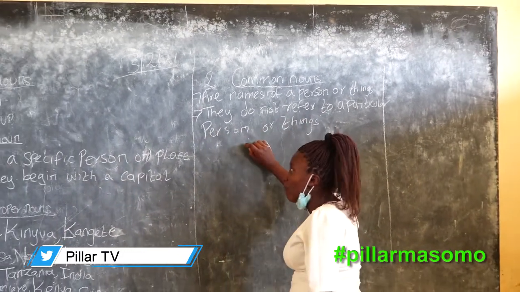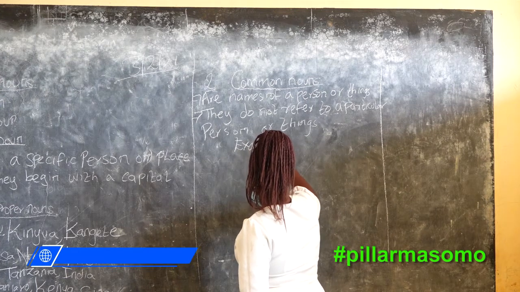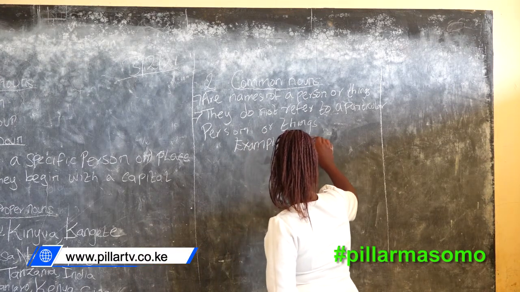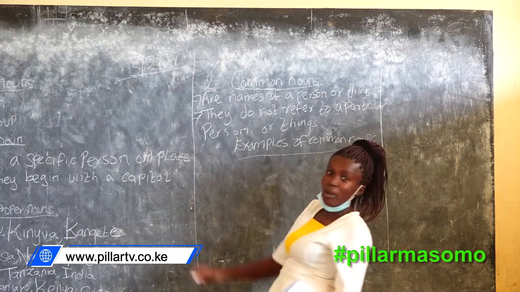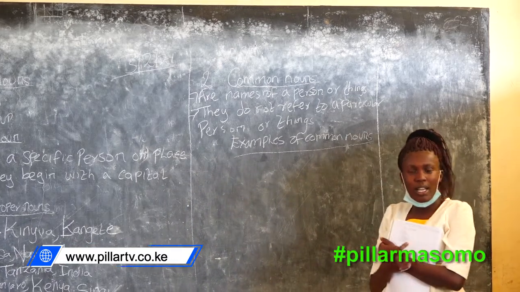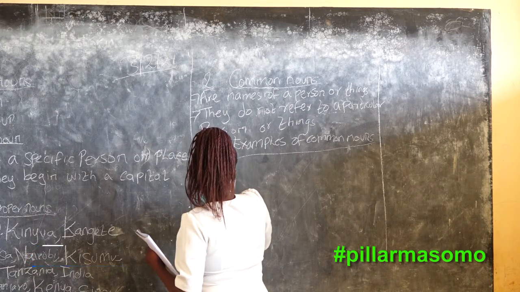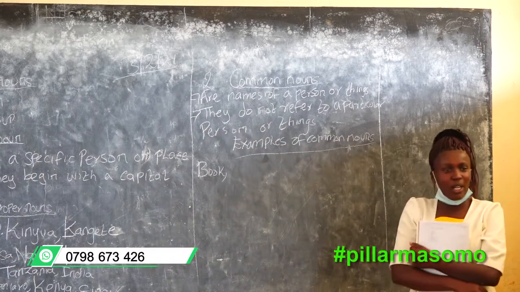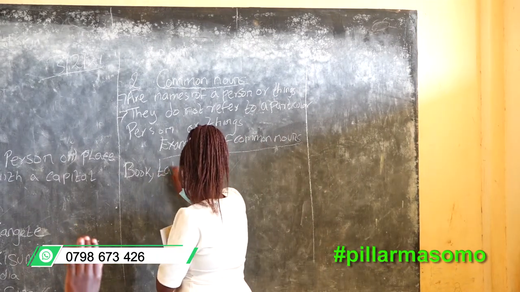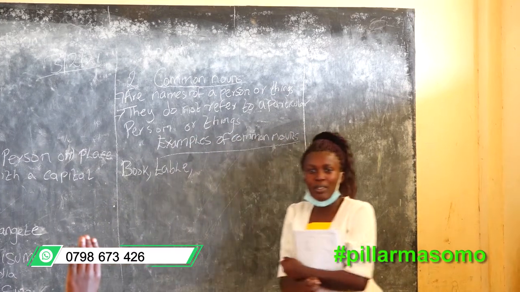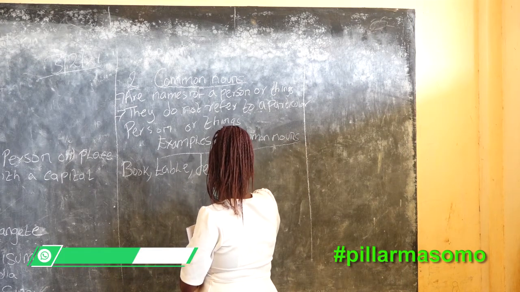So let's list examples of common nouns. One example of a common noun is like a book. A book, okay? A book is a common noun. Another example of a common noun, crayon. Table. Another example, Cicely. A desk. Desk is a common noun.